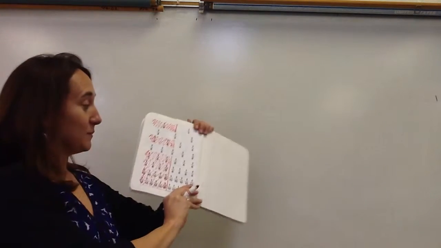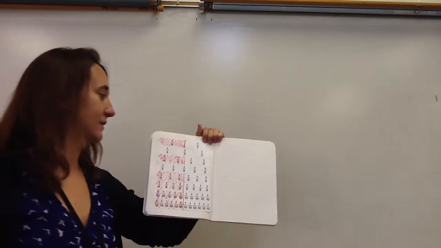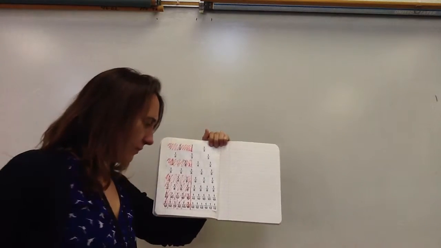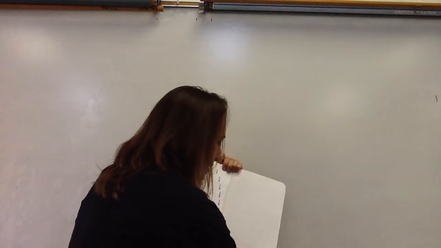Okay, again, you do not have to be a perfect artist. It's just really for you to see the visual, that all of those things are equal to each other. So, those are the halves. Let's take a look at the third right now.